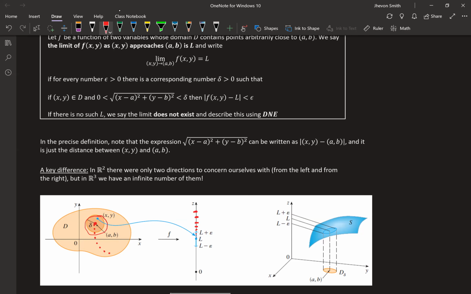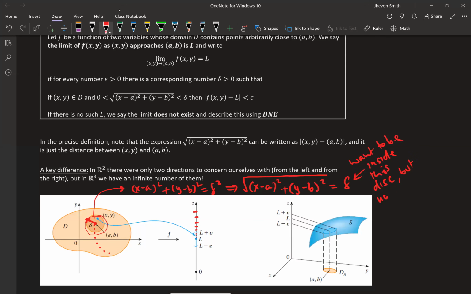So AB is at the center. We imagine it's at the center of some disk. If you were to write down the equation of that disk, you'd realize it would look like x minus a squared plus y minus b squared equals delta squared, which means that you can think of your delta as being the square root of this guy. And what you want to do is you want to be inside this circle, or disk is a better word, but not necessarily at AB.